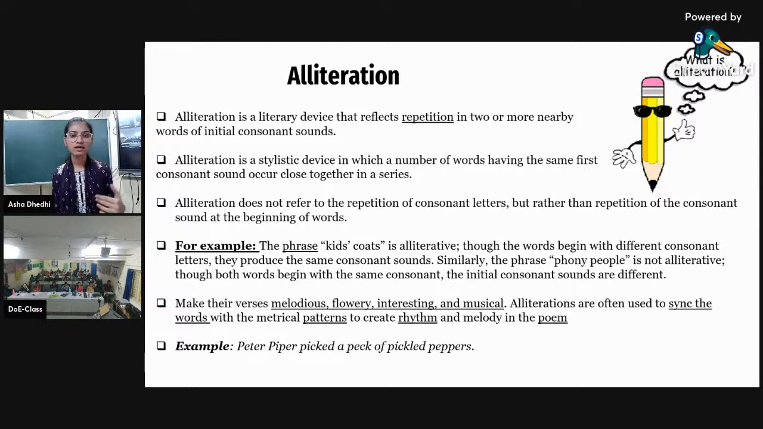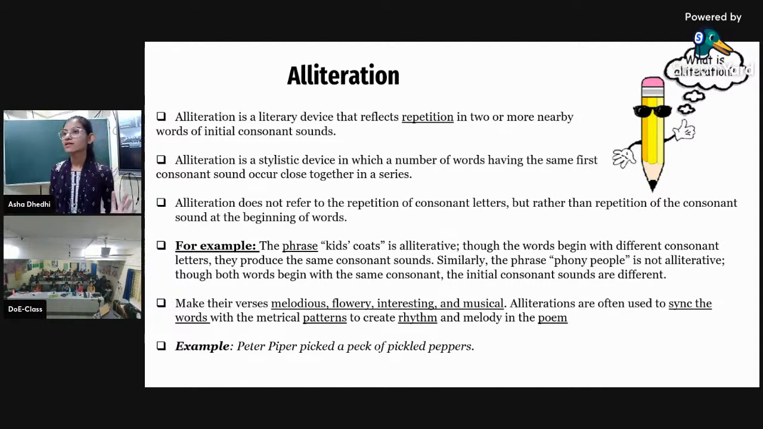And the second example given here is phony people. Now that is not alliteration because PH is pronounced as F, not as P. So phony people, though the letter P is repeated in both words, will not be considered as alliteration. So you have to identify that here. Now alliteration is generally used to make the verses more melodious, flowery, interesting, and musical, and it adds a rhythm to the particular lines.